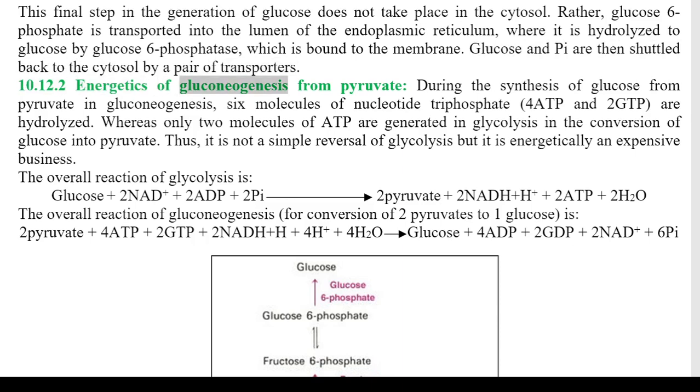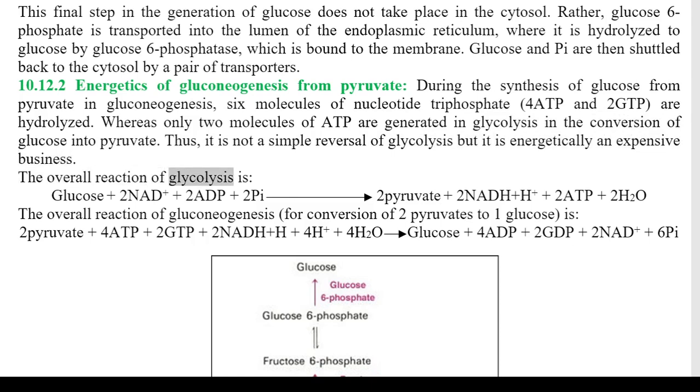10.12.2 Energetics of gluconeogenesis from pyruvate. During the synthesis of glucose from pyruvate in gluconeogenesis, 6 molecules of nucleotide triphosphate, 4 ATP and 2 GTP, are hydrolyzed, whereas only 2 molecules of ATP are generated in glycolysis in the conversion of glucose into pyruvate. Thus, it is not a simple reversal of glycolysis, but it is energetically an expensive business.